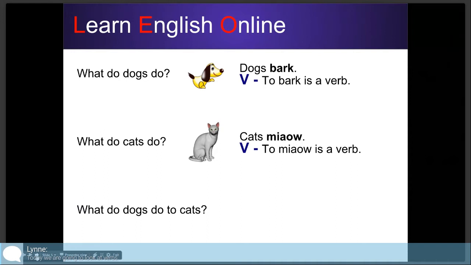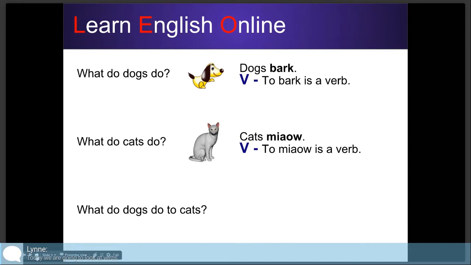What do dogs do? Well, chickens cluck, and dogs bark. Ruff, ruff, ruff. I can't resist doing that. To bark is a verb. Humans speak. To speak is a verb. What do cats do? Cats meow. To meow is a verb. Dogs don't speak. Cats don't speak. Dogs bark. Cats meow.